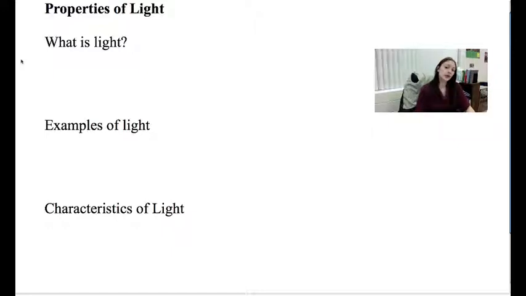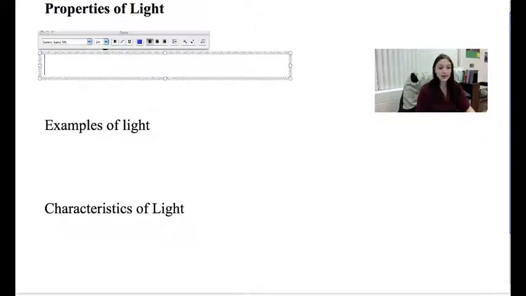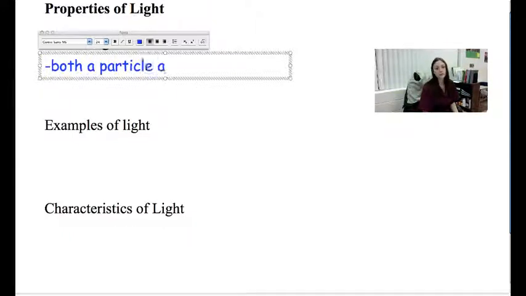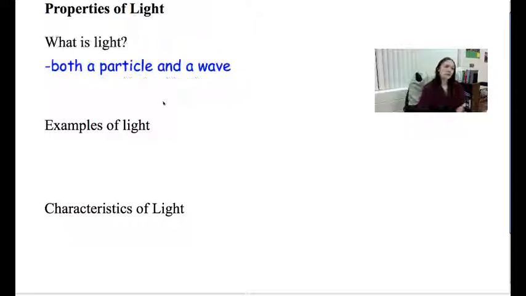And properties of light. What exactly is light? Well, from lots of different scientists over the years, we've come to realize that light is actually both a particle and a wave. So it's a little dot moving, and it's also then a wave moving. And we're going to talk a lot about this. So it's actually little dots, and then these dots travel in waves, both a particle and a wave.